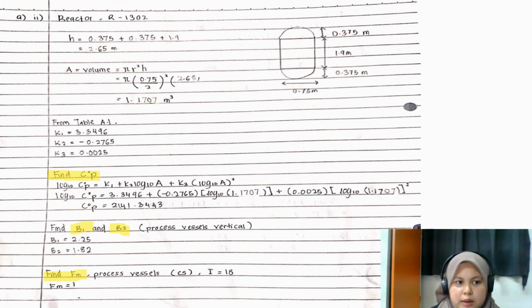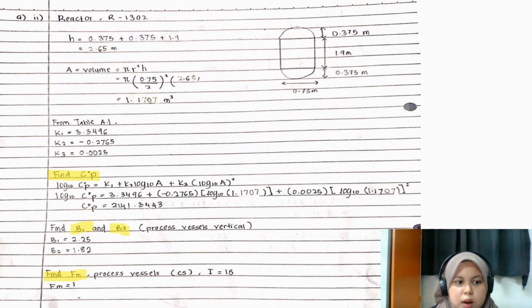Then we need to find A, which is the volume of the reactor. We will use the equation pi r squared H. So pi, and then we need to multiply by the radius, but the diameter is given, so we divide by 2: 0.75 over 2, squared, times the H that we calculated earlier. Then we will get 1.1707 meter cubed.